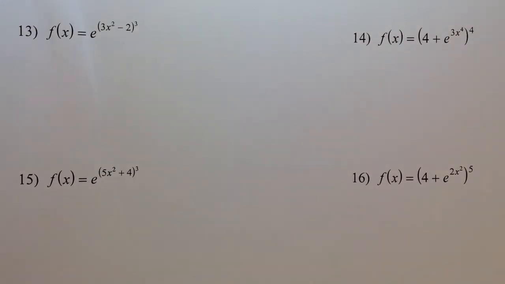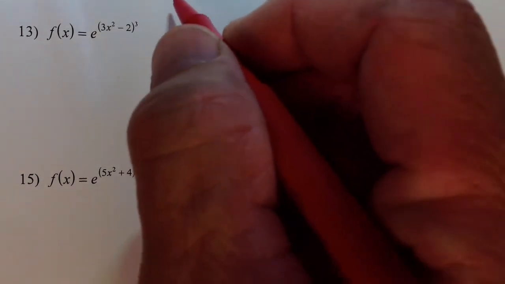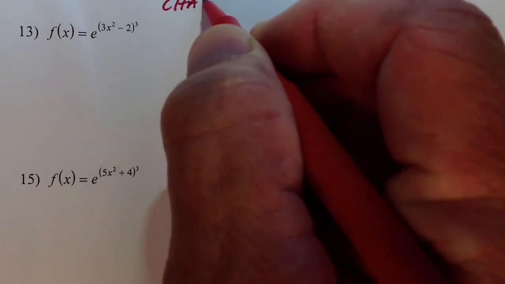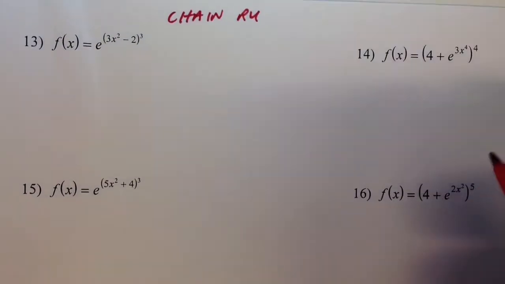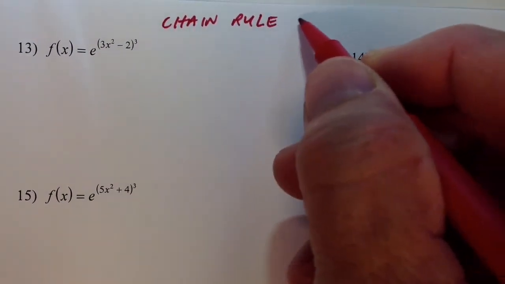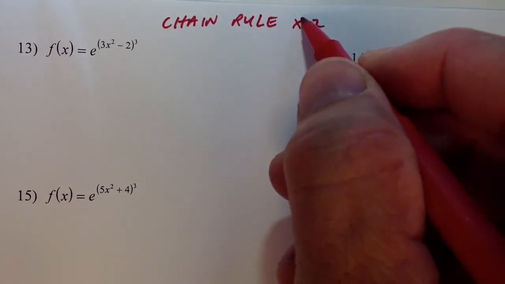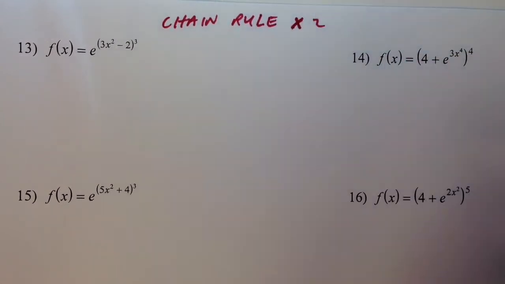In this video, we're just going to hopefully finish up numbers 13 through 24 on the notes. And again, this is chain rule times 2, so in each of these problems we are using the chain rule exactly 2 times. Now, there could be a case where you use the chain rule even more than twice, but we're going to stop here for now.